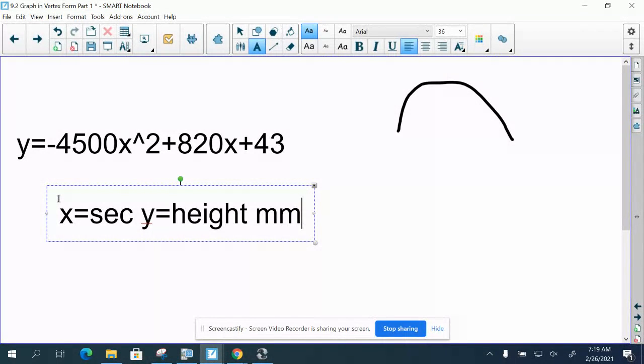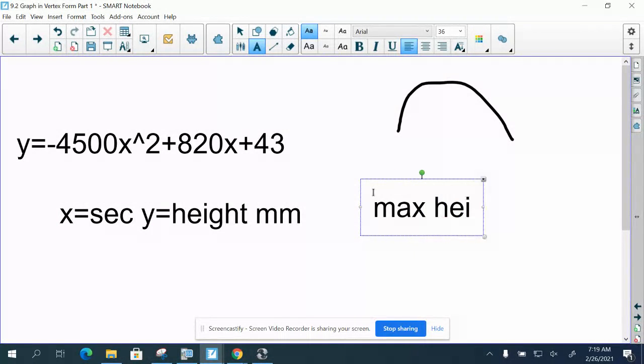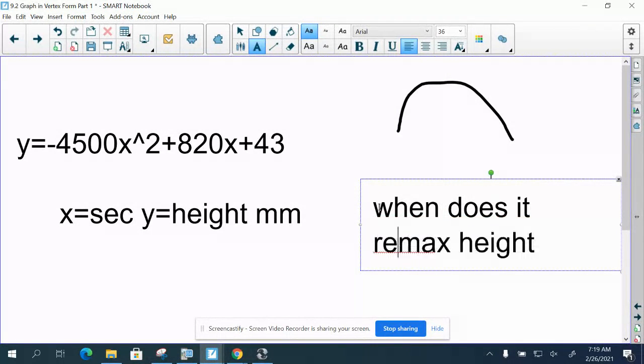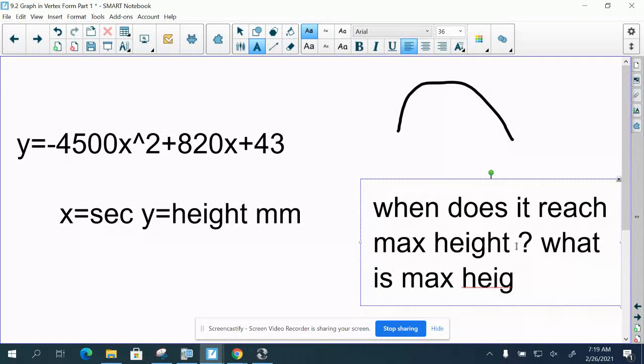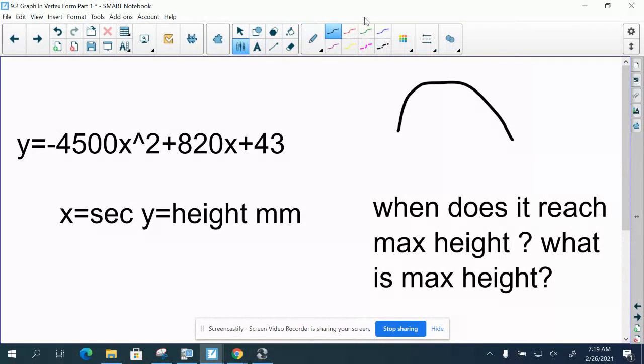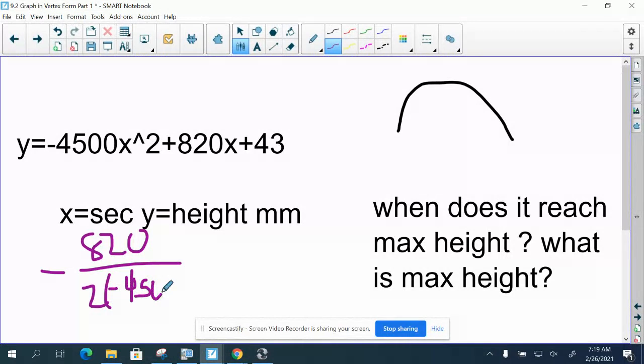How many seconds does the spider take to reach its maximum height? So when does it reach max height, and what is max height? Once again, if it's asking for the maximum, then we're going to find the vertex of this equation. So we would use our vertex formula, negative b over 2a, so negative b is 820, over 2 times a, which is negative 4,500, and that should make sense because then the negatives will cancel.